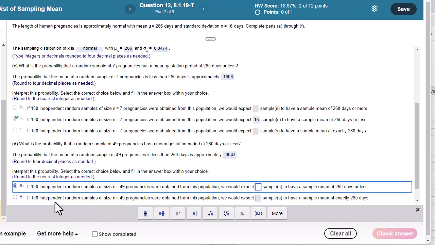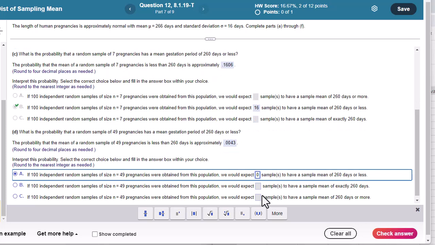I don't really like this right here. It'd be better if we said 1,000 samples. If we had 1,000 independent random samples, we would expect 4 of those random samples to have a sample mean less than 260. With 100, really, we don't expect any. But that's just due to rounding. I'm hoping they'll take a 0 here. If not, it'll be a 1. But 0 should be the right answer based on rounding.